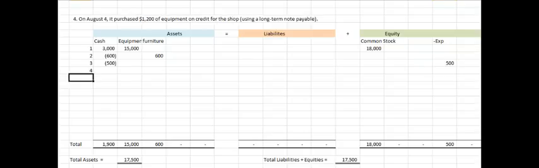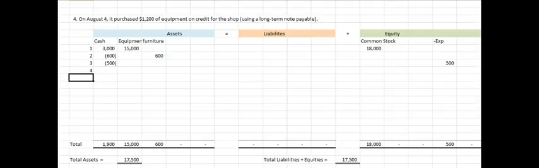Okay, let's take a look at transaction 4. On August 4th, it purchased $1,200 of equipment on credit for the shop using a long-term notes payable. So again, what happened here? We bought $1,200 of equipment. Did we pay cash? No, we bought it on credit. How did we pay it?